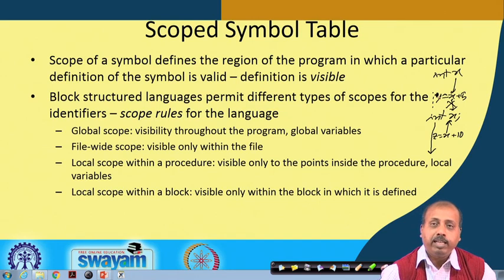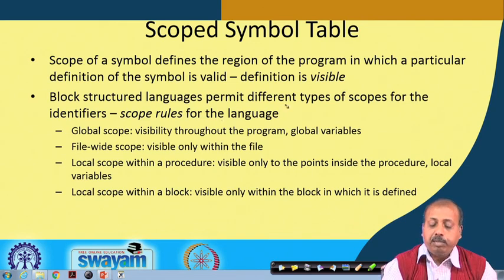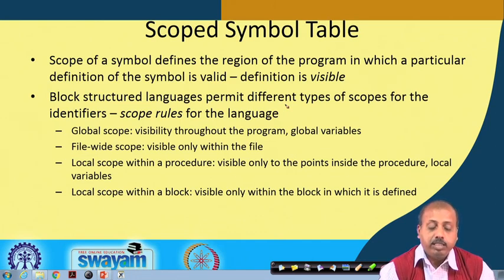Normally programming languages define their own scope rules, and accordingly we have to come up with different symbol table organizations, so that we can check the variable and identifier definitions following the scope rules. These block structured languages permit different types of scopes for the identifiers, known as scope rules for the language. One is called global scope, and the visibility is throughout the program. That is the global variables, and almost all programming languages allow these global variables. They are visible throughout the program.